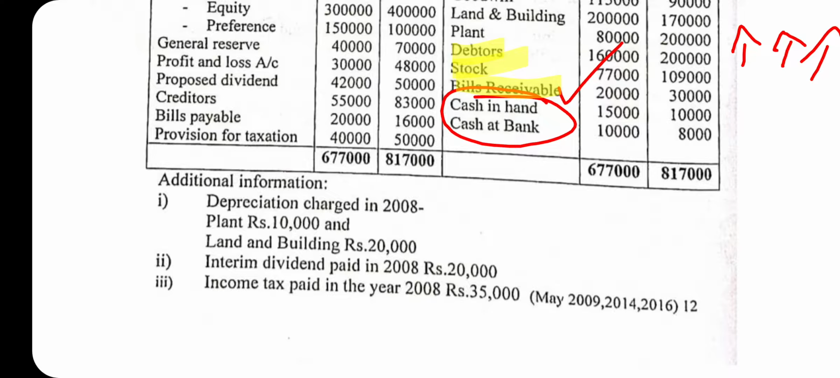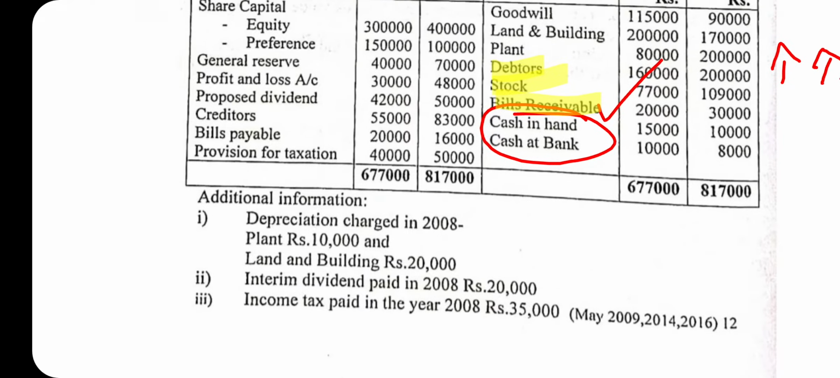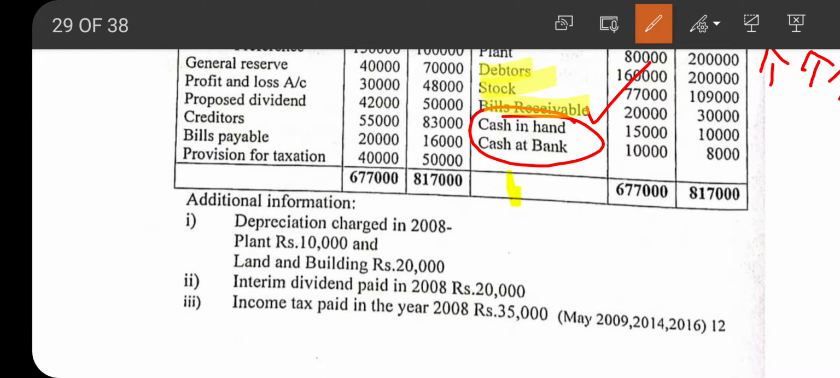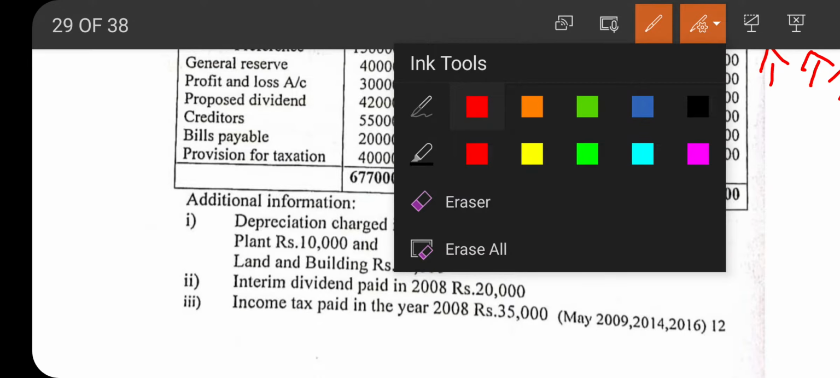Additional information they have given: cash in hand and cash at bank. It is shown at the end of the statement, because we need to calculate the net cash inflow, by finding the difference between opening and closing balance. So we will get the net cash flow. At that time we write cash in hand and cash at bank.